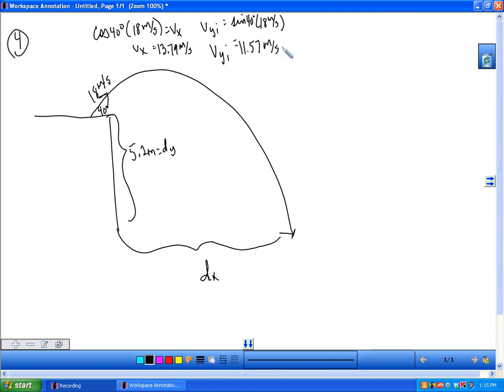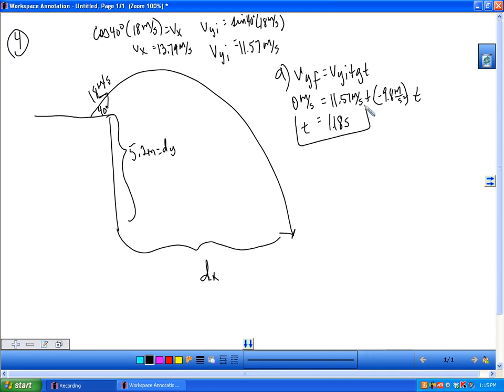Okay, part A asks you how long does it rise for, meaning the time. So I should know that if it's going to rise, gravity's going to have to stop it before it can fall back to Earth. So Vyf equals Vyi plus Gt. 0 is what it's going to get to at the highest point. Vyi is 11.57. Gravity on the way up is a negative 9.8 T. So when I solve for T, I got 1.18 seconds of rising time.